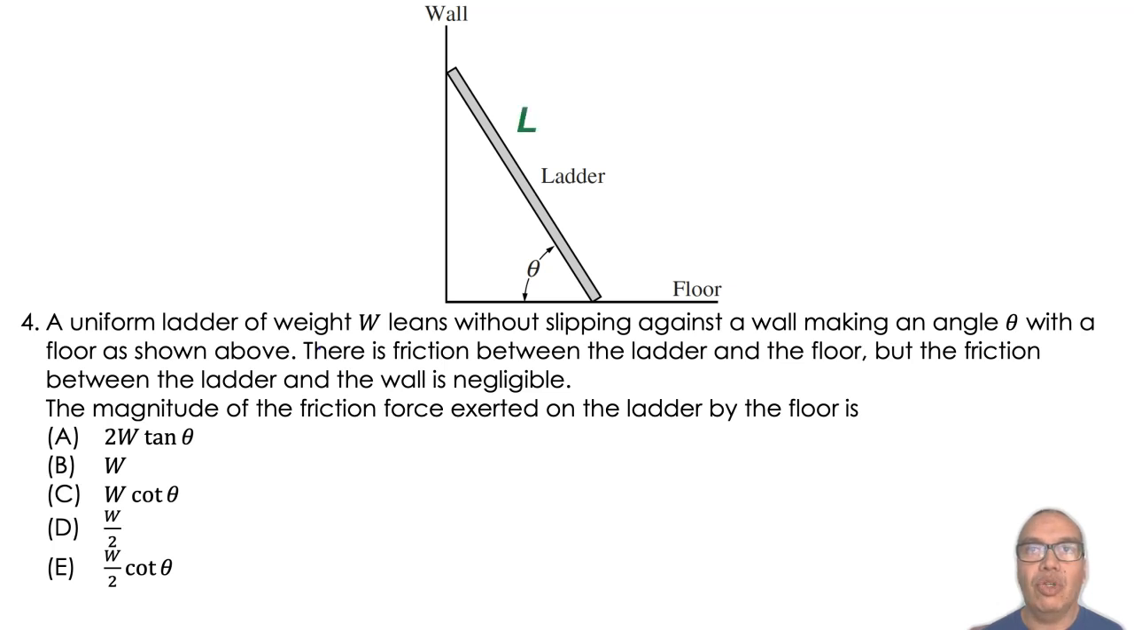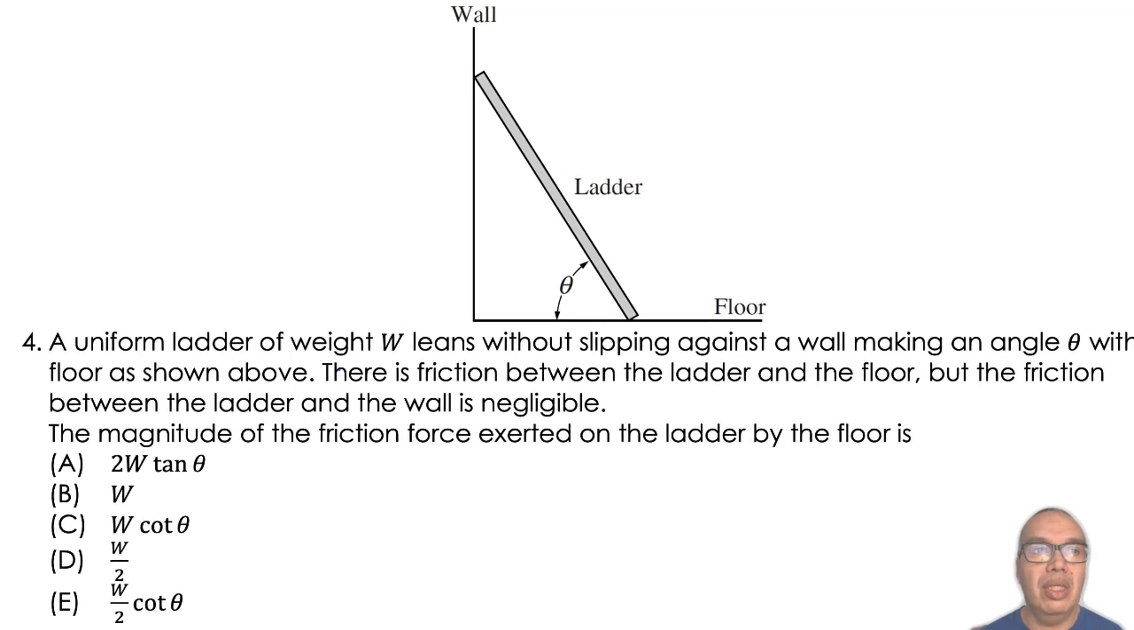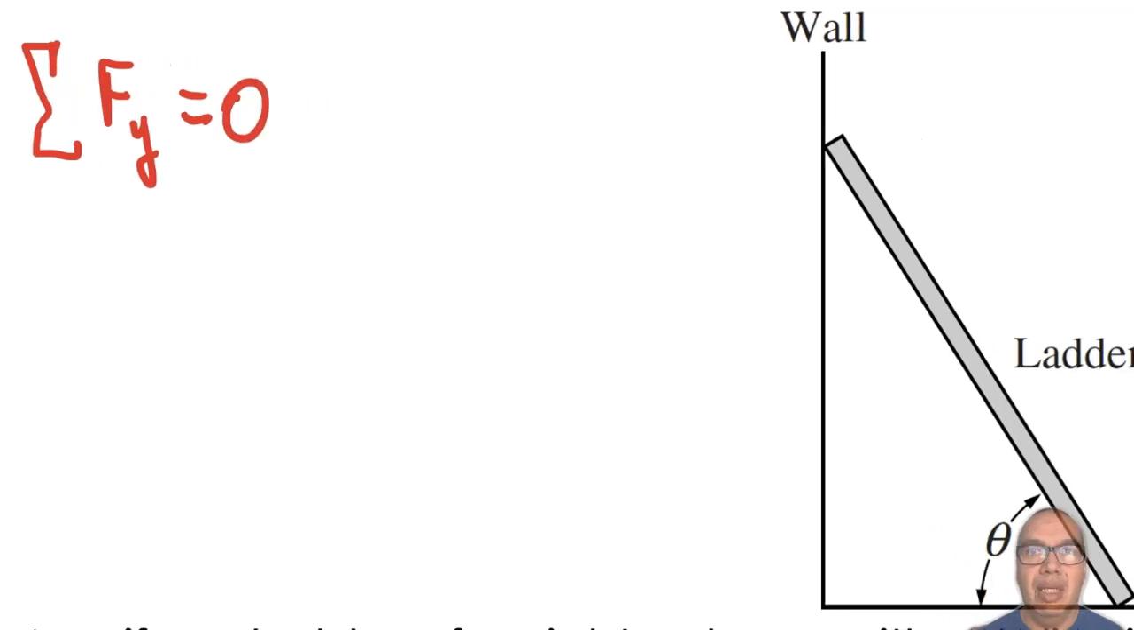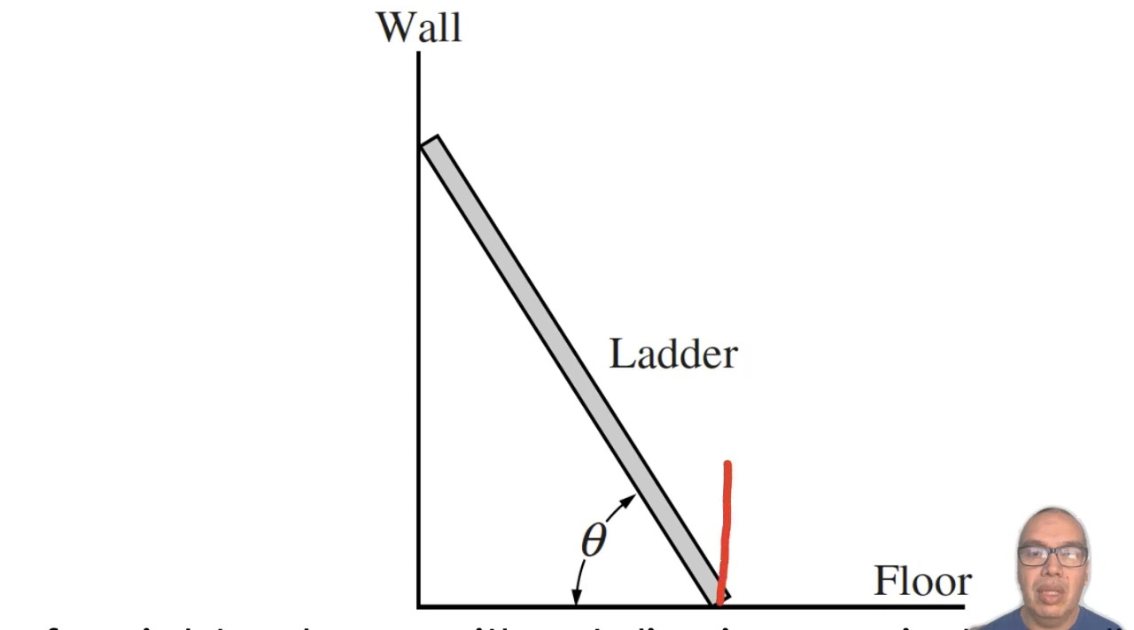Let L be the total length of the ladder. There are several ways to attack this situation, but the fastest one is to first consider the equilibrium of forces in the vertical direction, which tells us that the normal force exerted by the floor must be equal to the weight of the ladder W, since there are no other vertical forces in the system.